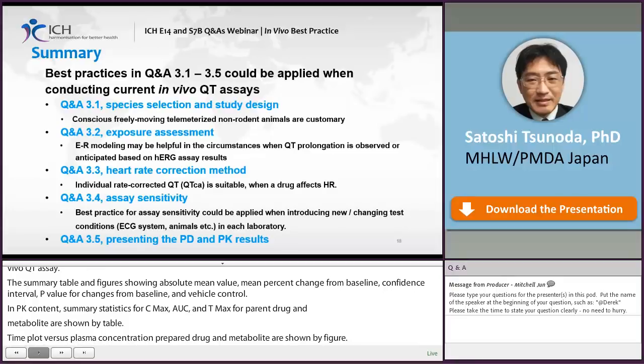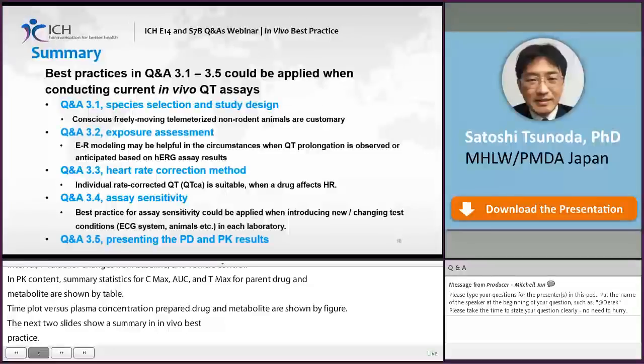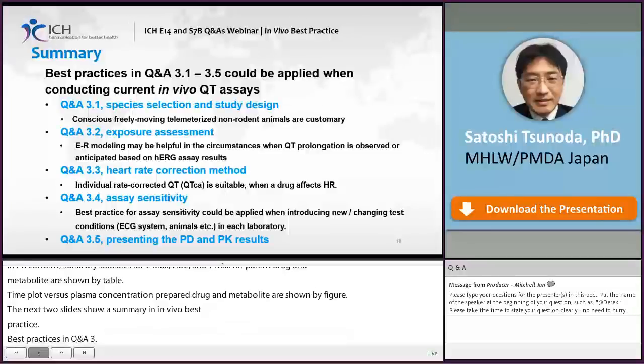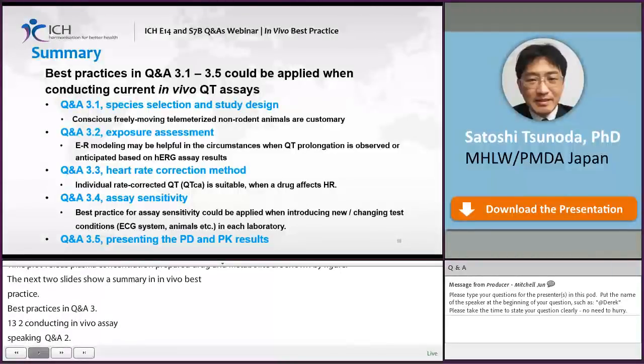Best practice in Q&A 3.1 to 3.5 could be applied when conducting current in vivo QT assays. In Q&A 3.1, species selection and study design, conscious freely moving telemetrized non-rodent animal is recommended. To conduct dedicated ER modeling in Q&A 3.2.